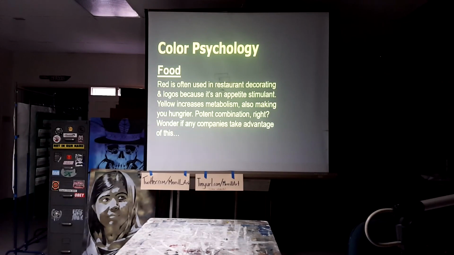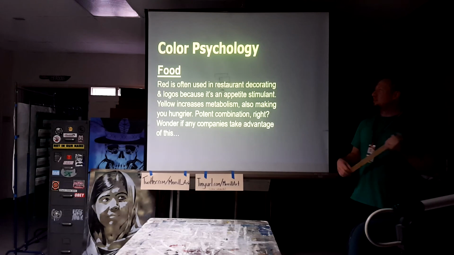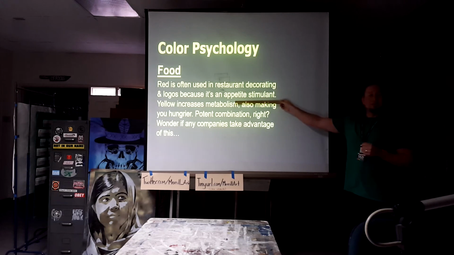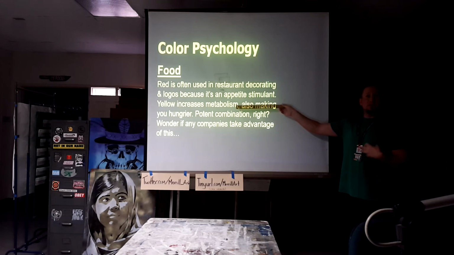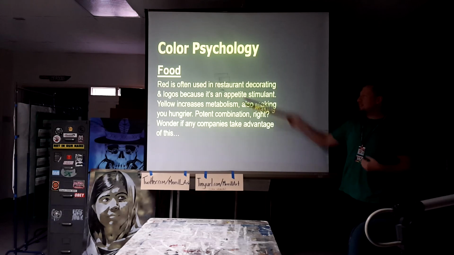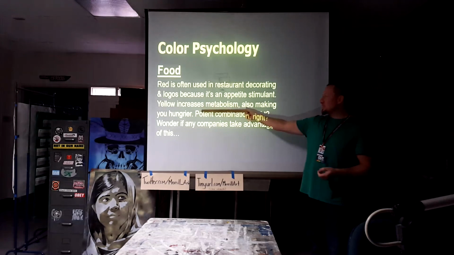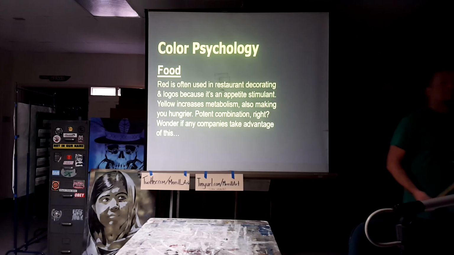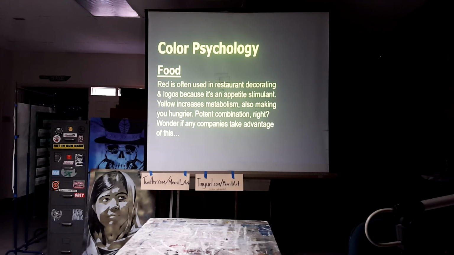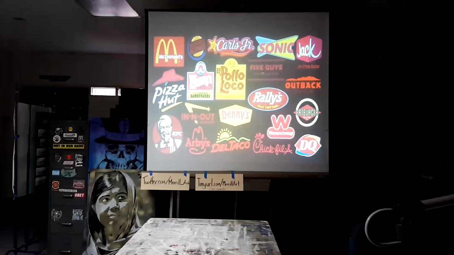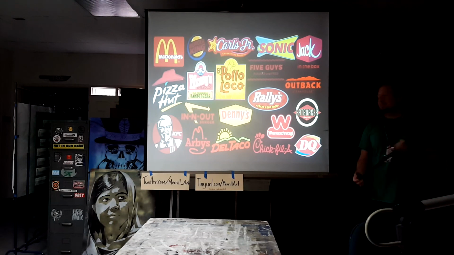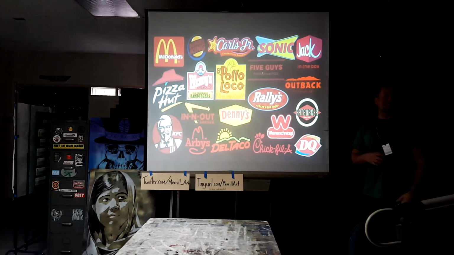All right? Now this is gonna go and talk a little bit about what Sammy was saying earlier. Red is often used in restaurant decorating and logos because, remember, it speeds up your metabolism, which makes you feel hungry. It's an appetite stimulant. Yellow increases metabolism, also making you hungrier. Potent combination, right? Let's see if anybody has ever taken advantage of this to try and control us. Well then. In and out. Wait, Outback. DQ. I'm already starting to feel hungrier.